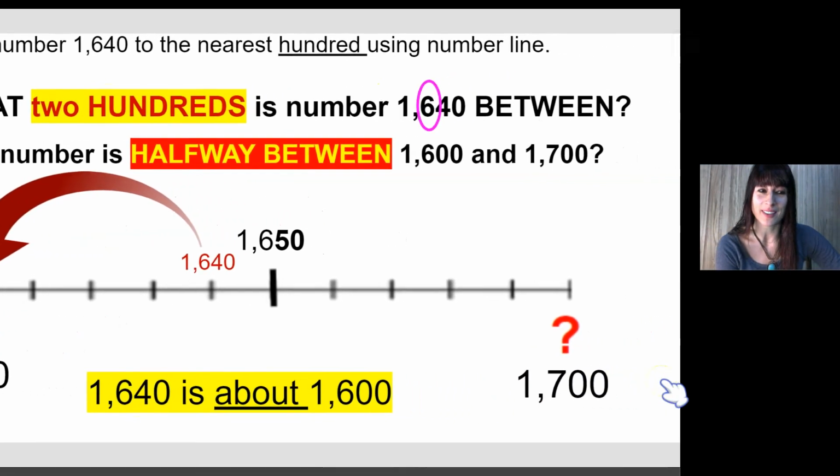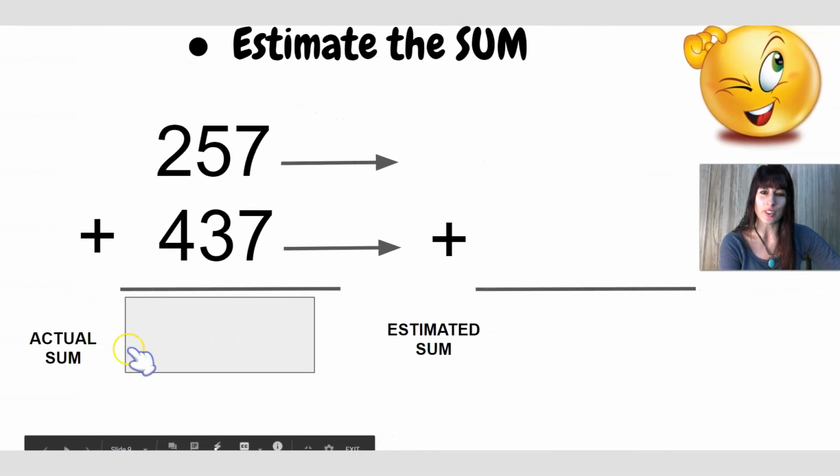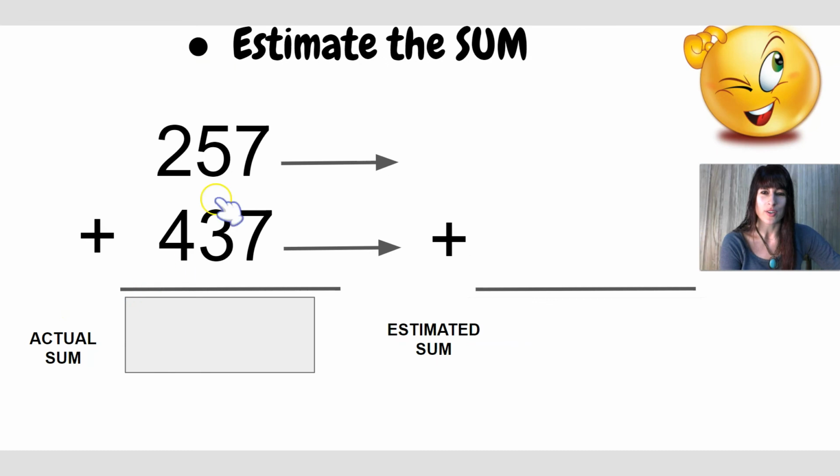Now, estimate the sum. Here we have steps that we need to follow too. First, what we do is we need to get the actual sum. So let's add these numbers. 7 plus 7 is 14. 1 goes on top. 1 plus 5 and 3 is 9. And 2 plus 4 is 6. You see? Addition. Just simply do your addition. This is the actual sum.